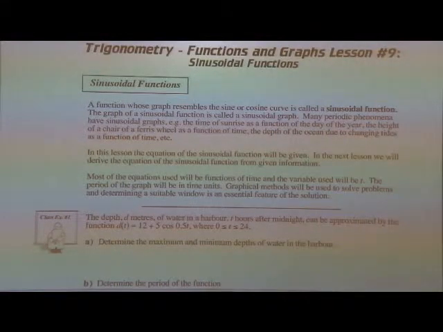Lesson number 9, sinusoidal functions. So all of these graphs that we've been looking at, these sine and these cosine graphs, are called sinusoidal functions. Periodic phenomena have sinusoidal graphs.